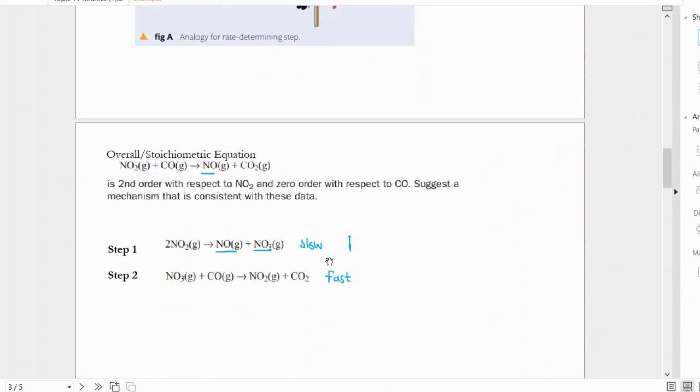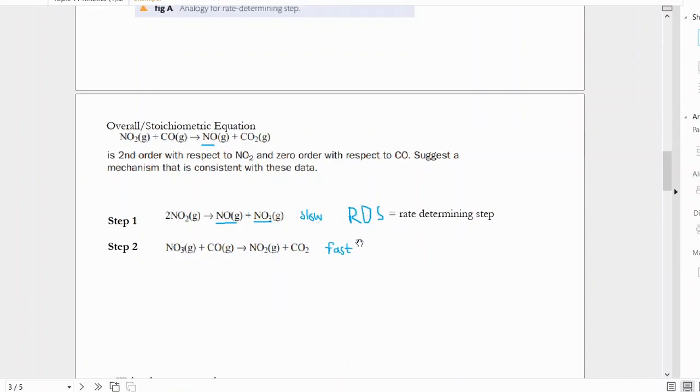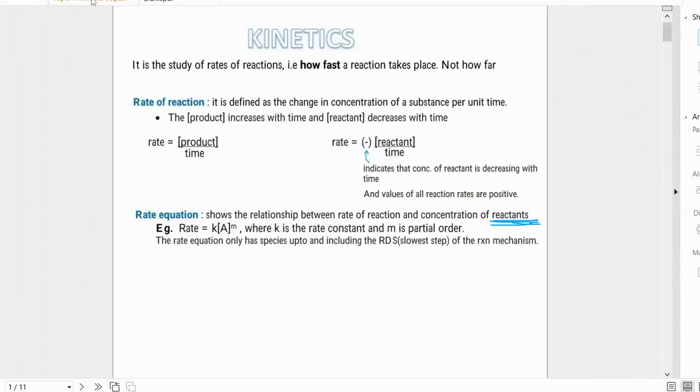So relating back here, the slowest step of the multi-step reaction mechanism is the step that determines the overall rate of reaction. The slowest step of the reaction mechanism determines the overall rate of reaction. So that is why the slowest step is called the RDS or rate determining step. Okay. Now we are perfectly educated to understand what a rate equation is.